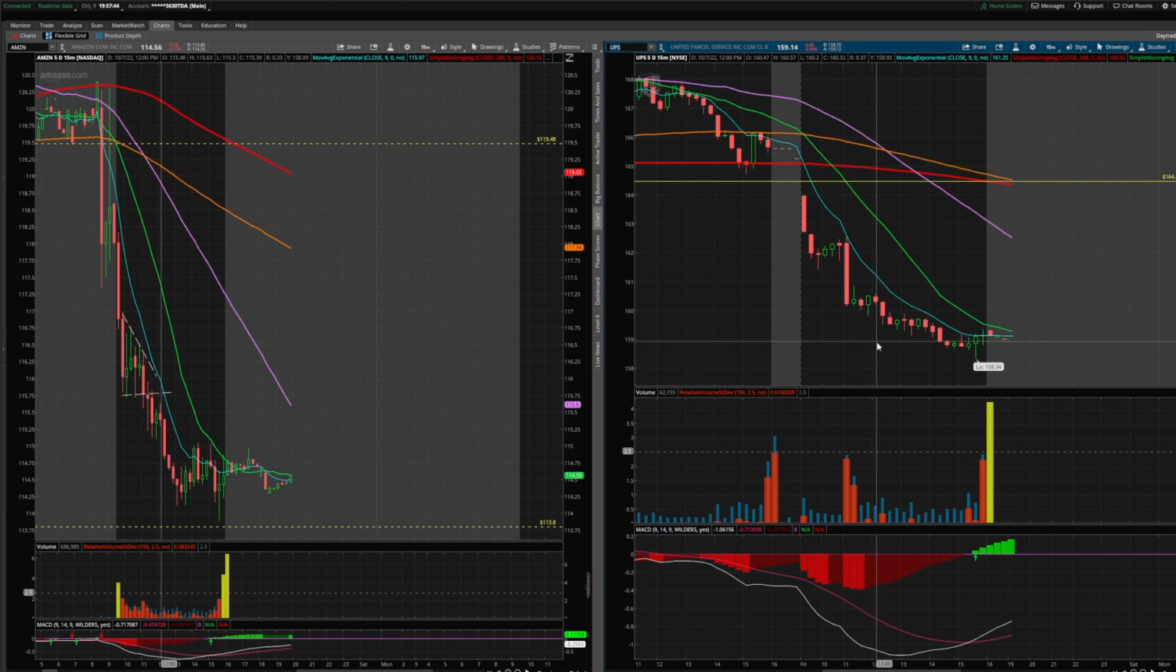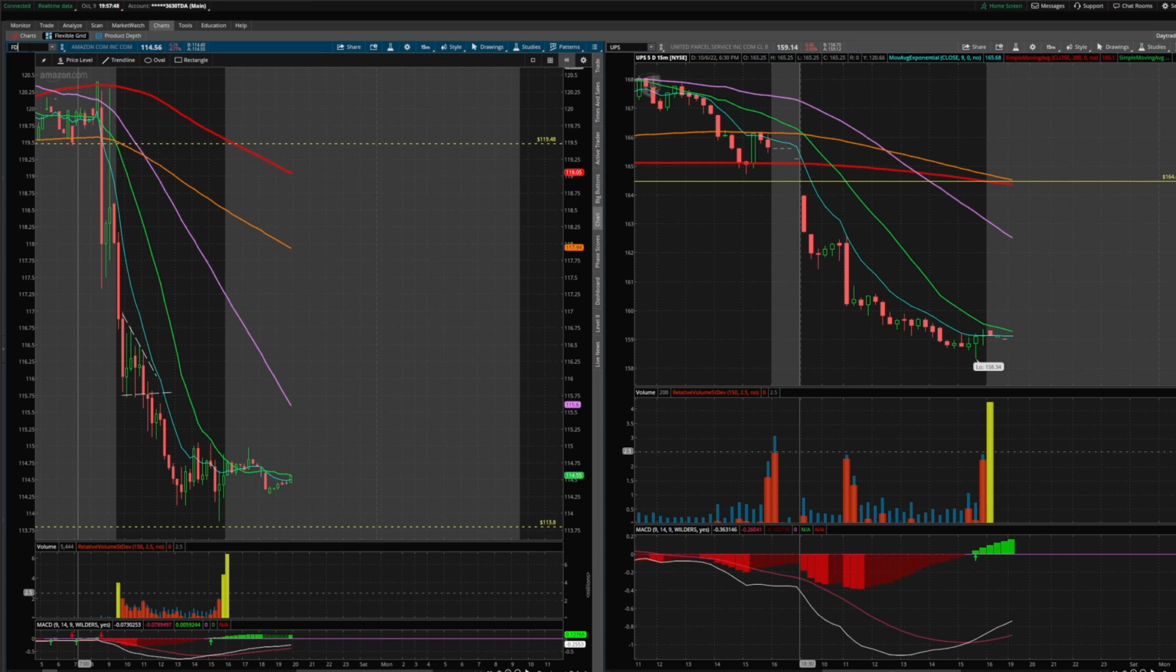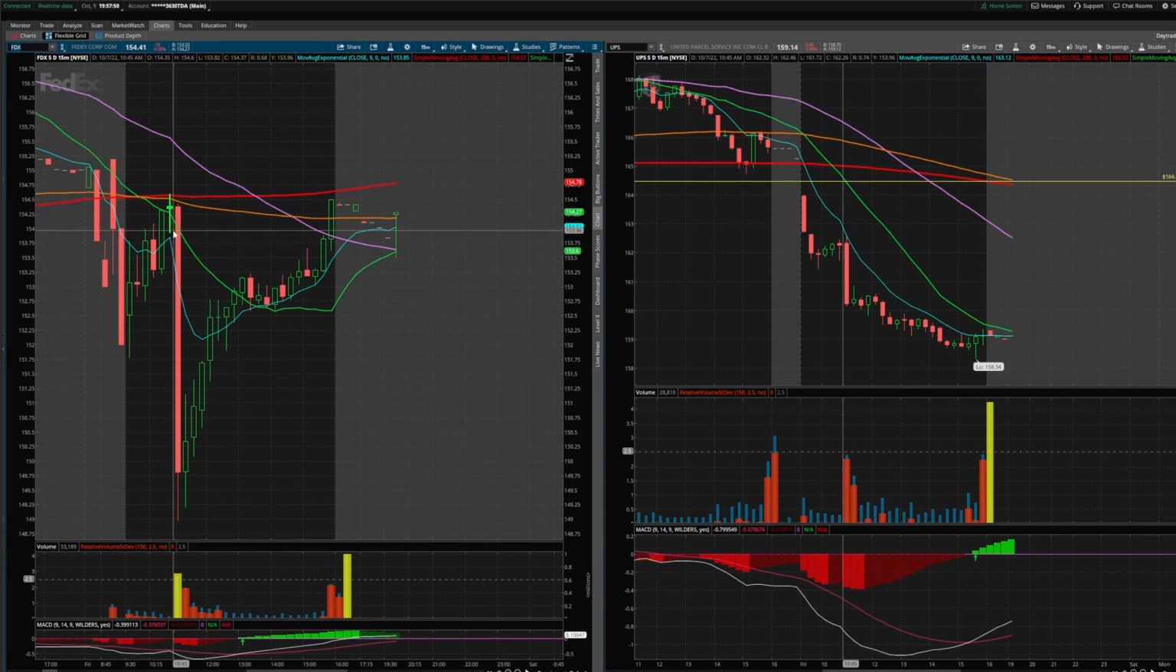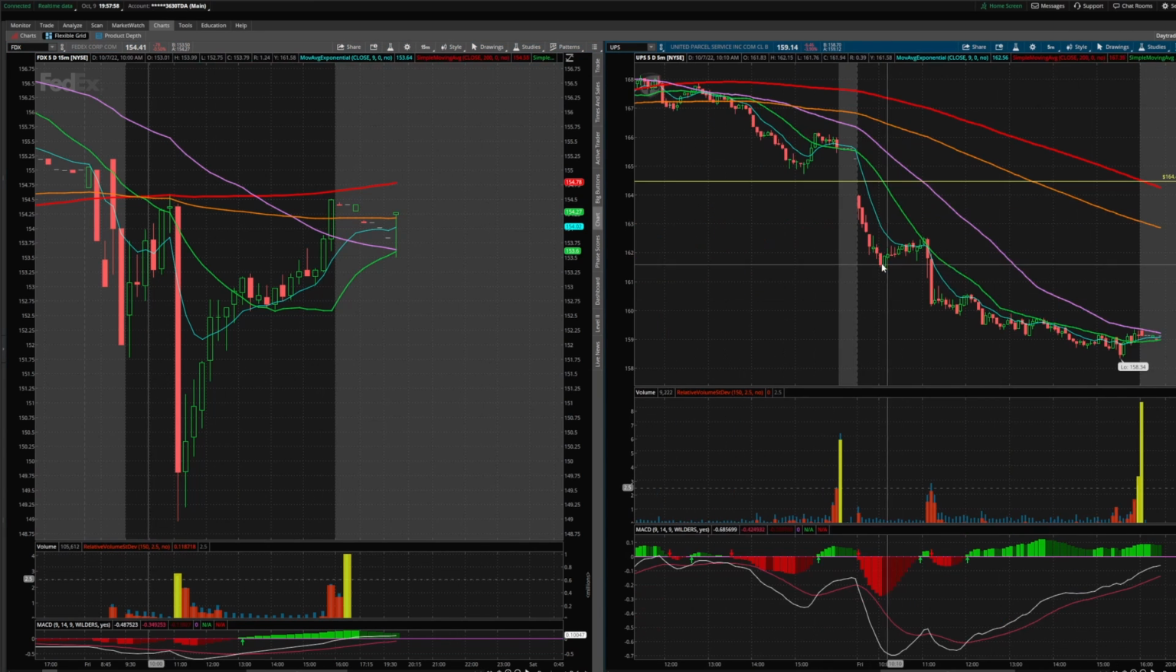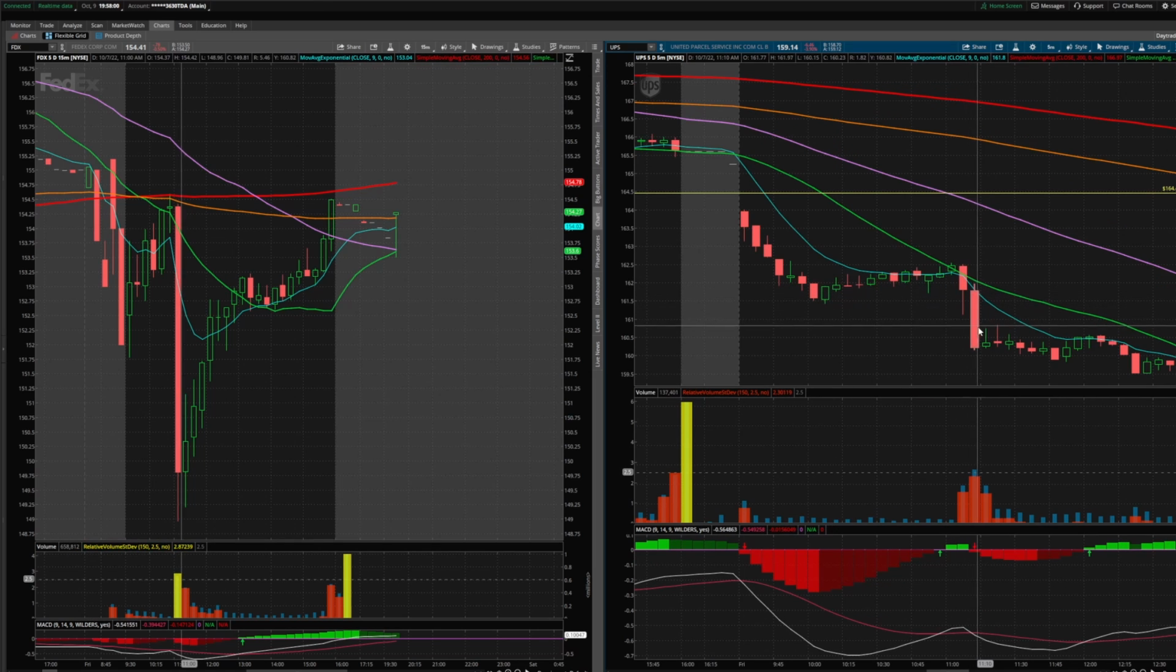I want you to take a look at the UPS chart right now, which was the absolute banger on Friday. I will say though, it definitely would have been hard to catch this. It was a 15-minute bear flag. However, that move, let me go to the 5-minute. Yeah, that move happened in two candles. It would have definitely been tough to catch that.